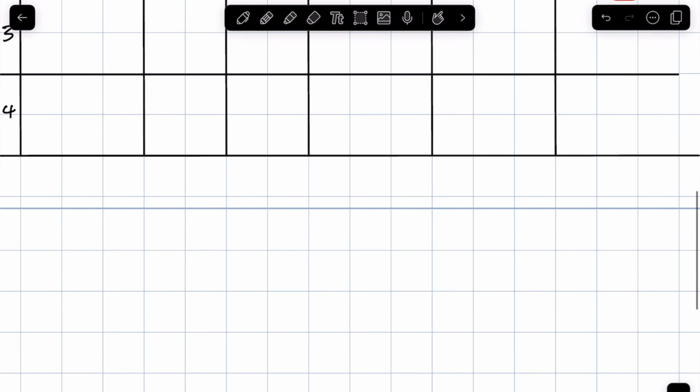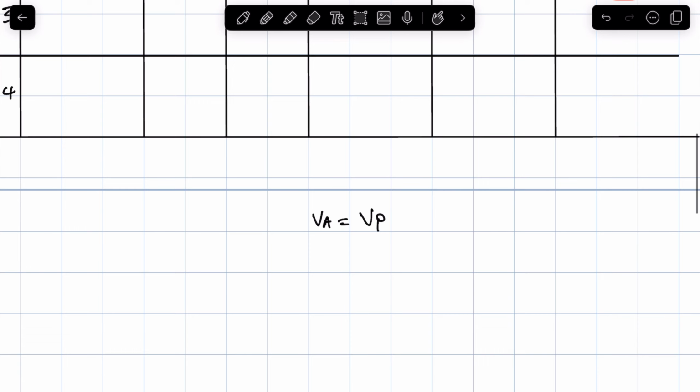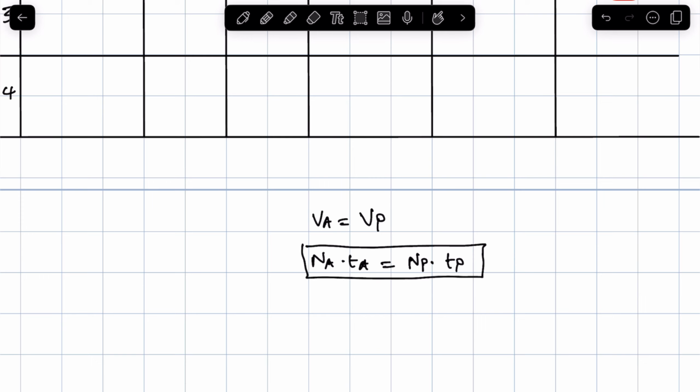So meaning, since we're looking at gear P and gear A, it means VA is equal to VP. And what is this equal to? This will come down to NA times TA being equal to NP times TP. So this here is the relationship between the two gears. So you first establish the relationship between two gears. This is what I mean. So this is the relationship.